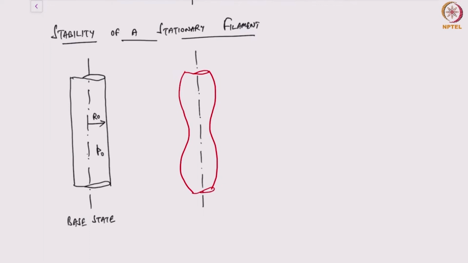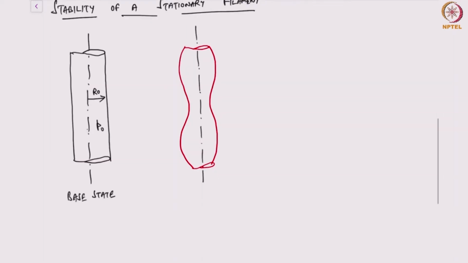Okay. So in other words, you're squishing the jet at a few places, and as a consequence, the jet has to bulge out at a few other consequent places. Okay. This kind of a mode is called the varicose mode.